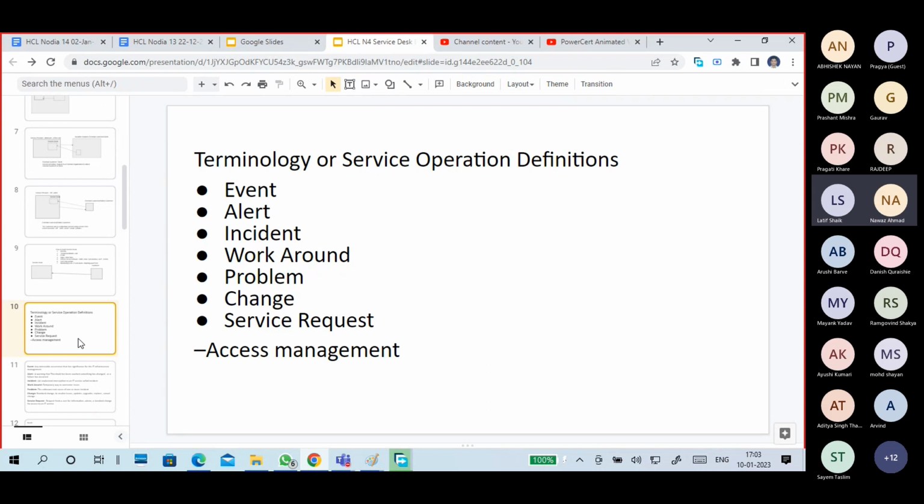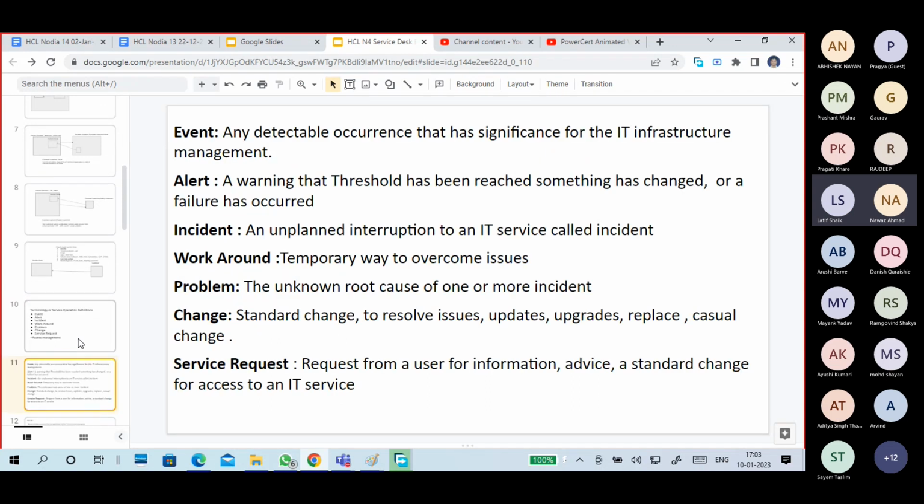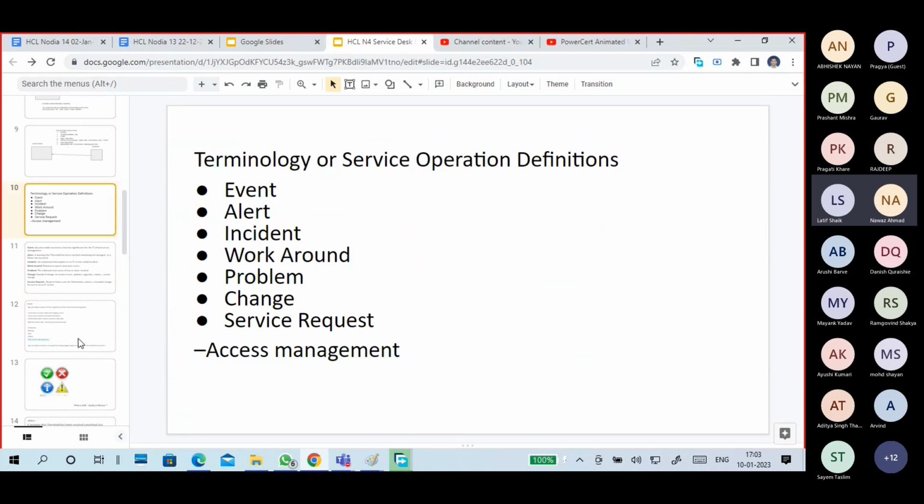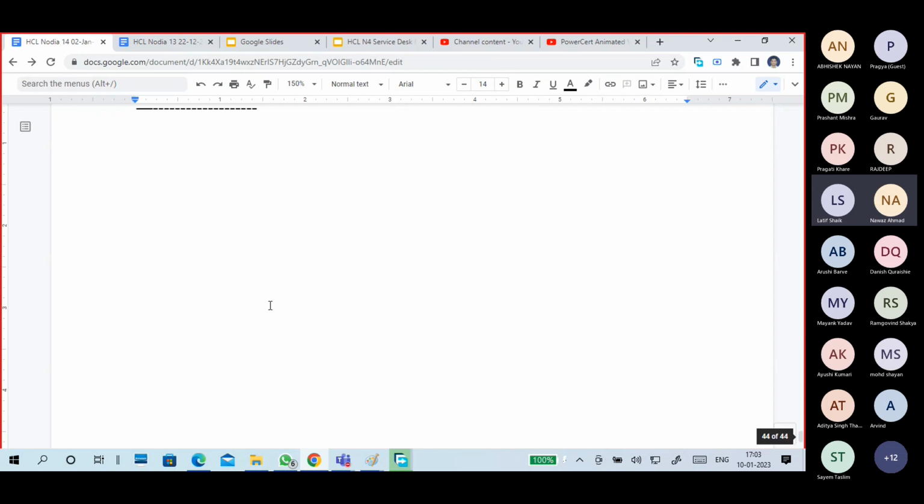Next, I'm going to explain about event, alert, incident, problem and so on, and a lot of information is required to know, but I'm telling only this much for today. So I will complete this after a small break.